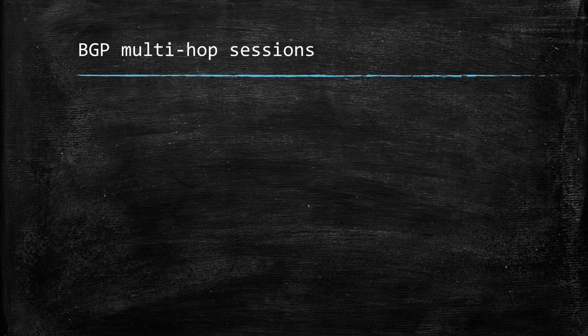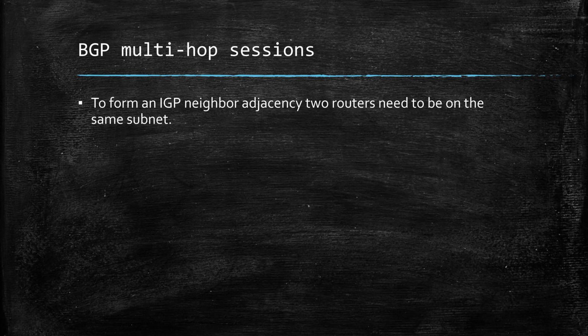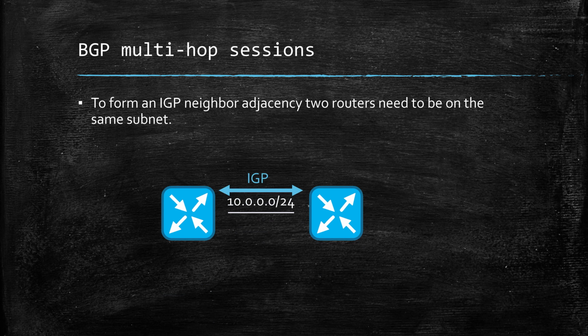BGP has been the exterior gateway protocol in use for many decades now. So why did it take so long to get the auto-discovery feature? The reason for this is that the auto-discovery on the same data link is not a popular demand. After this slide, you will understand why. All IGPs to form a neighbor adjacency require the routers to be on the same subnet. That's why it made sense to have the auto-discovery feature.